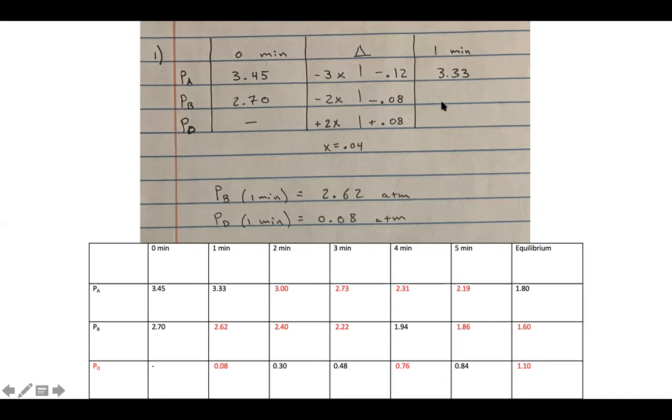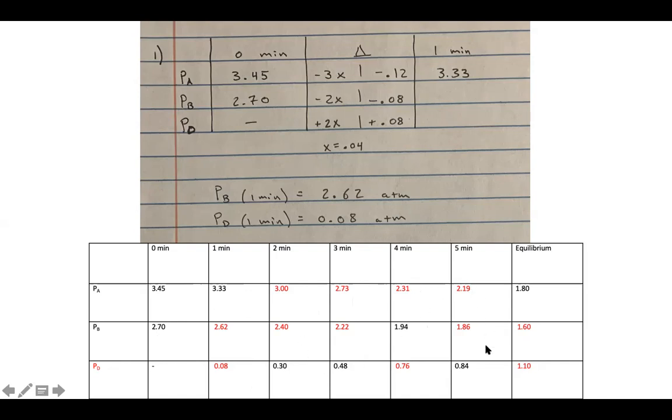Okay, and so I apply that change, and these are my pressures of D and B at minute 1. Okay, and so that's how I filled in this entire table. Okay, so this is what the whole table would look like. All the red values are ones that you would have had to come up with yourself, right? Black values were given.